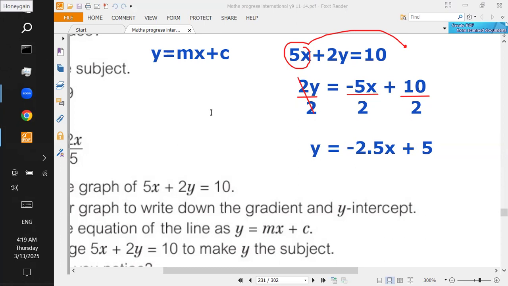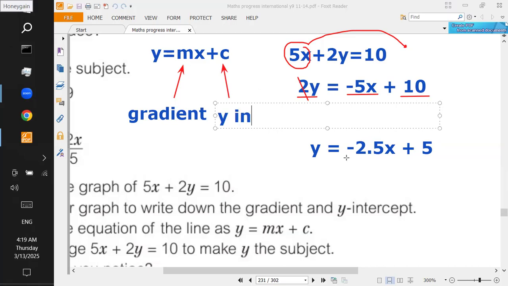Now, to find the gradient, we understand that the m is the gradient and the c is the y-intercept. And once you rearrange it that way, it's going to be easier for you to find the gradient and the y-intercept. So this one is the y-intercept. You already know the rest, okay? So basically, after rearranging, it's going to be easy to find the gradient and the y-intercept.